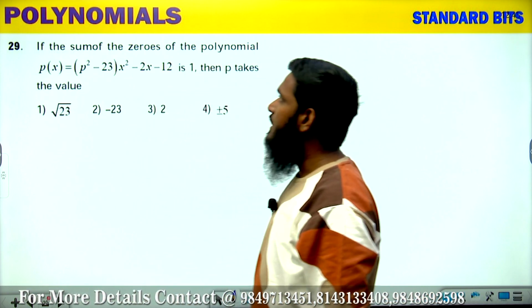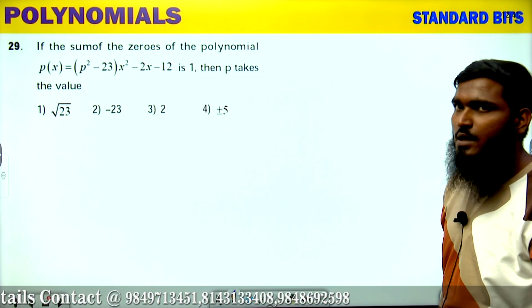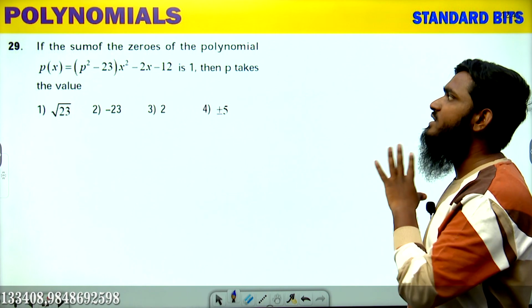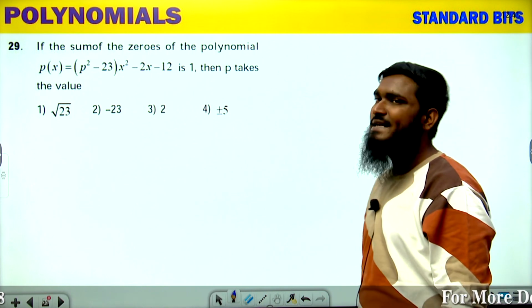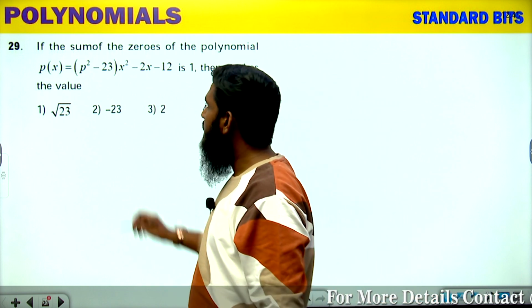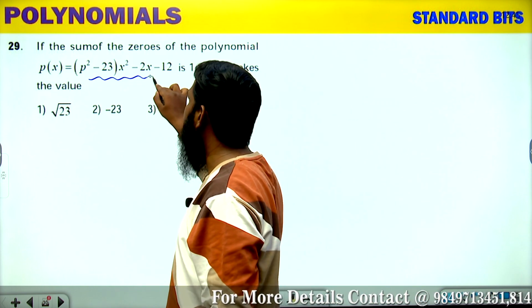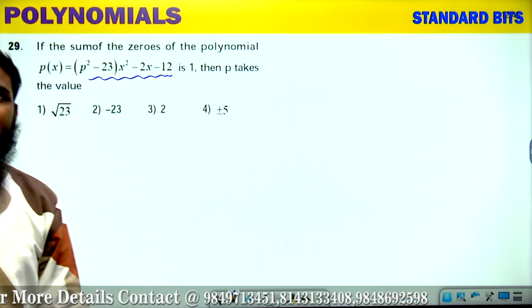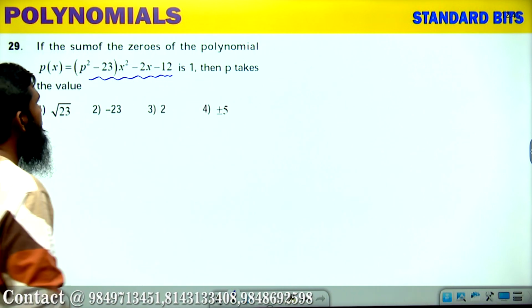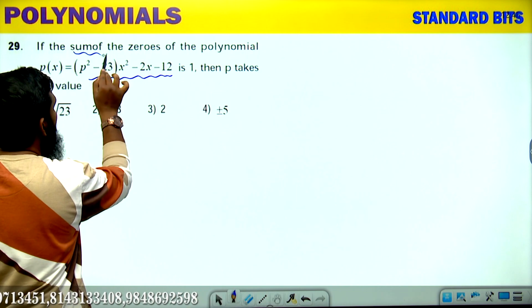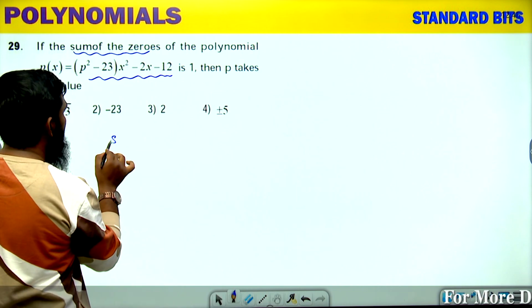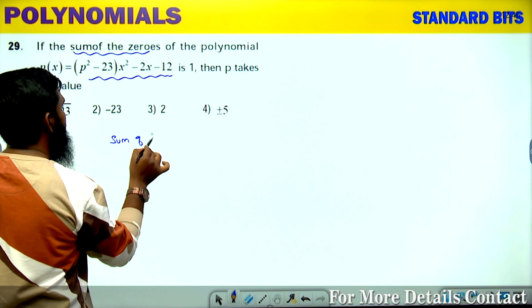Now next question, if the sum of the zeros of the polynomial p of x is equal to p square minus 23 into x square minus 2x minus 12 is 1, then p takes the value of. Now see this part, it is which polynomial now? Quadratic polynomial. If it is quadratic polynomial, how many zeros will be there? 2 zeros will be there. Now already it has been given sum of the zeros, let us write this part, sum of the zeros.